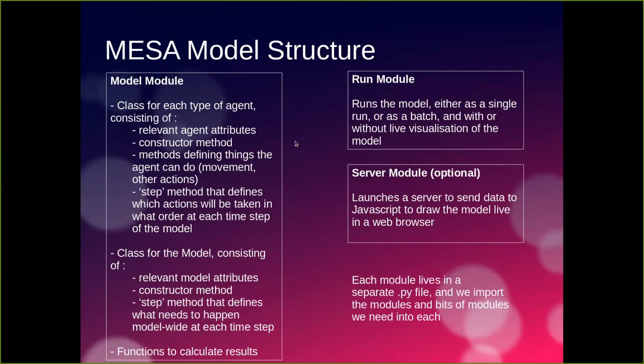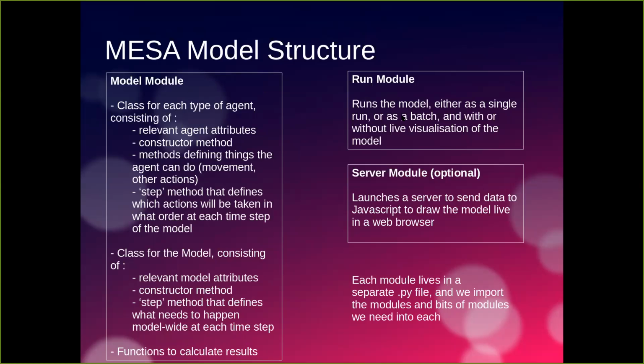And all of this will basically go into a single .py file. We might call it mymodel.py, for example, and we'd put all of that into it. We'd have a class for each of our agents. Usually that would be one agent, but you can have agent-based simulations that have more than one type of agent. You'd have a class for your model, and then various functions to calculate the results. So we'll go into a bit more of this in detail in a moment.